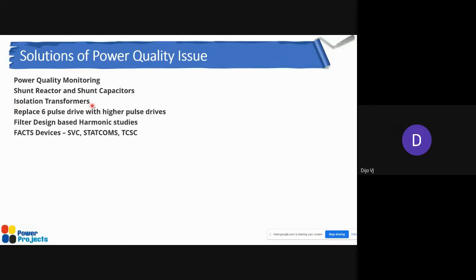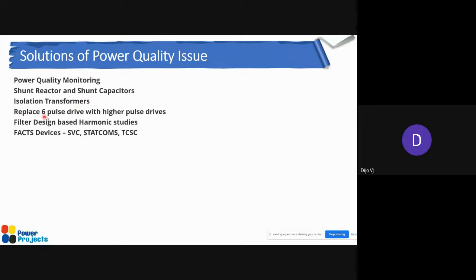Isolation transformer: as a part of inverters or power electronic systems, we generally go for an isolation transformer in order to isolate. There will be a delta winding in the isolation transformers. That can isolate all the triplen harmonics. So most of the triplen harmonics will be isolated because of the delta winding on the transformer itself. So that is another point.